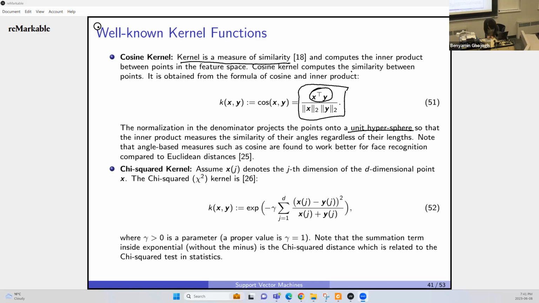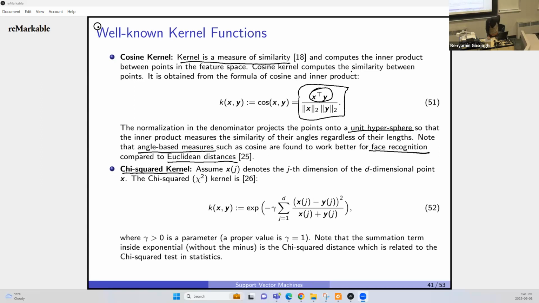Note that angle-based measures such as cosine are found to work better for face recognition compared to Euclidean distances. I have this from my master's supervisor. She told me that. You can take a look at reference 25. So angle-based measures work very well for face recognition.